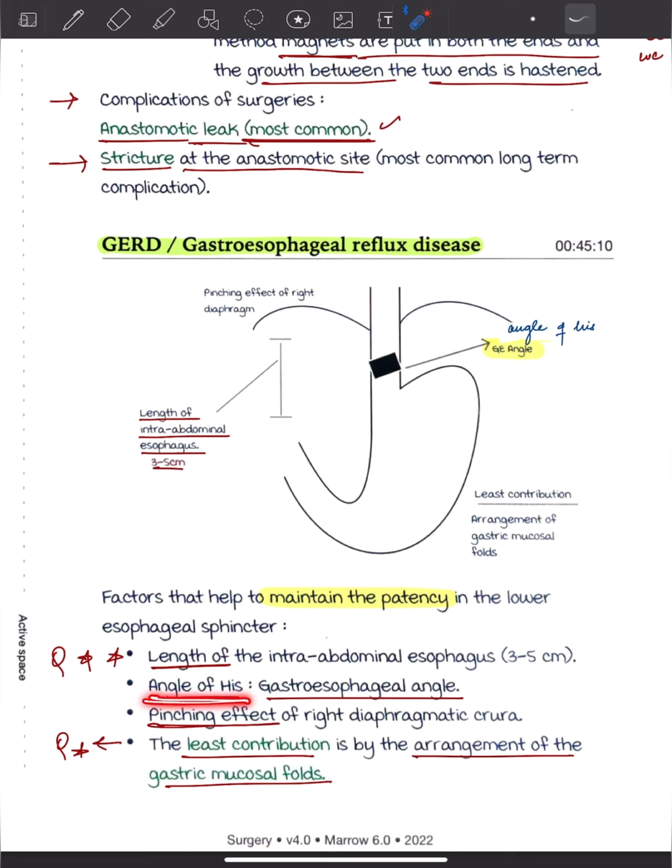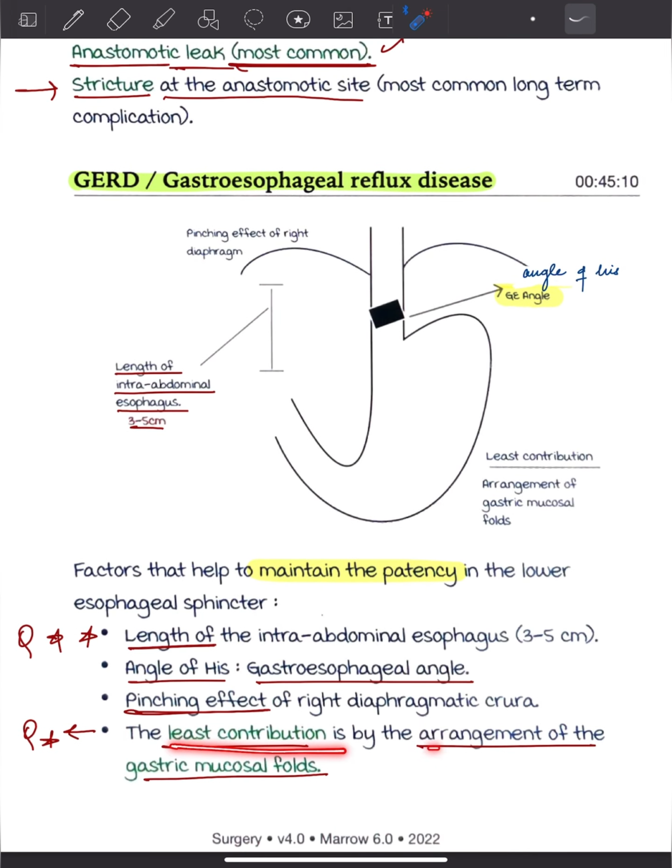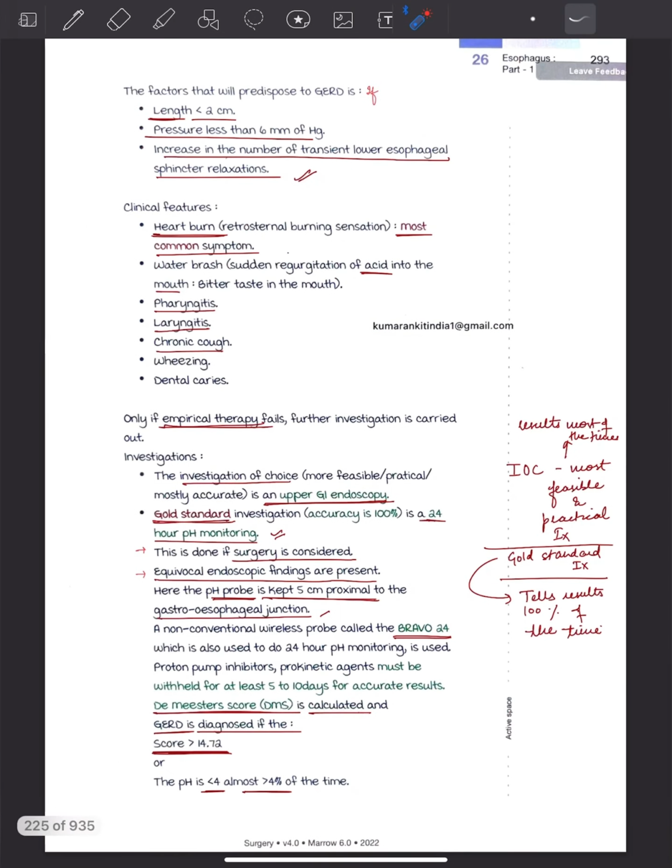The angle of His should be there, the gastroesophageal angle. It should be patent. Now next is pinching effect of the right diaphragmatic crura. Now this is right diaphragmatic crura and this is the pinching effect by the diaphragm on the esophagus. And here we can see there is angle of His, the angle between the esophagus and the stomach wall. Now the least contribution is by the arrangement of the gastric mucosal folds, but it is a very important question, that what contributes the least in GERD, that is gastric mucosal folds, and the length has also been a question in the past NEET exams.